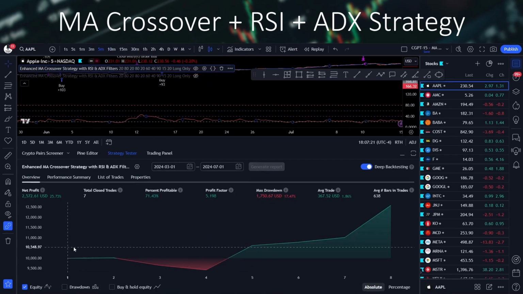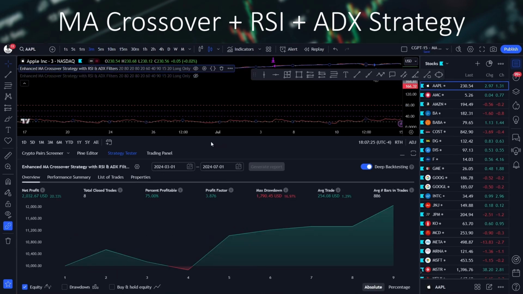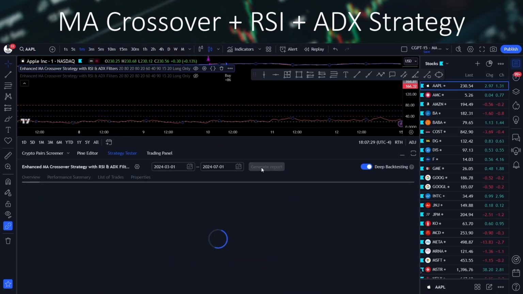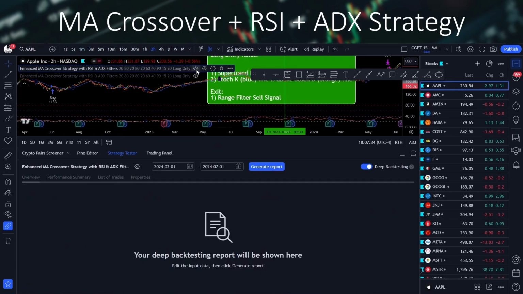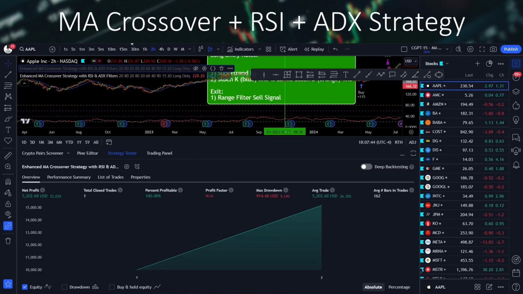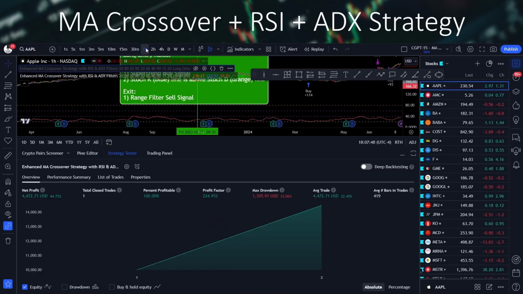5 minute, it's still profitable. 3 minute, profitable too. And the 1 minute, it is still good. What about the higher time frames? Let's switch to the other script. 2 hour, only 1 trade. 1 hour, 1 trade again, but both of those are profitable.